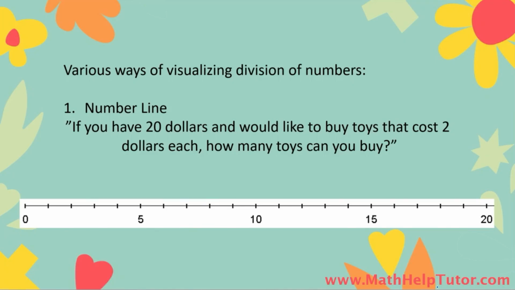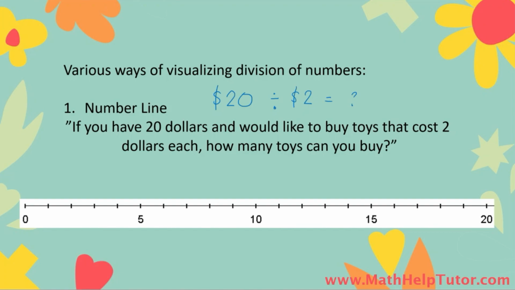Let's try a word problem this time. If you have $20 and would like to buy toys that cost $2 each, how many toys can you buy? This problem can be written as 20 divided by 2. So I have $20 and I would like to know how many toys I can buy if each toy is $2 each. So there are three ways we can visualize this.